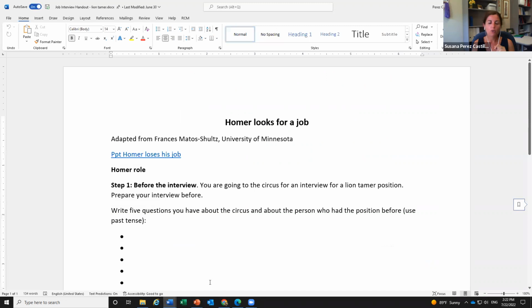Let me go to the handout. This is adapted from an activity that one of my professors, Frances Matos-Schultz, who works at the University of Minnesota, created, and I was very fortunate when I was there to have her.